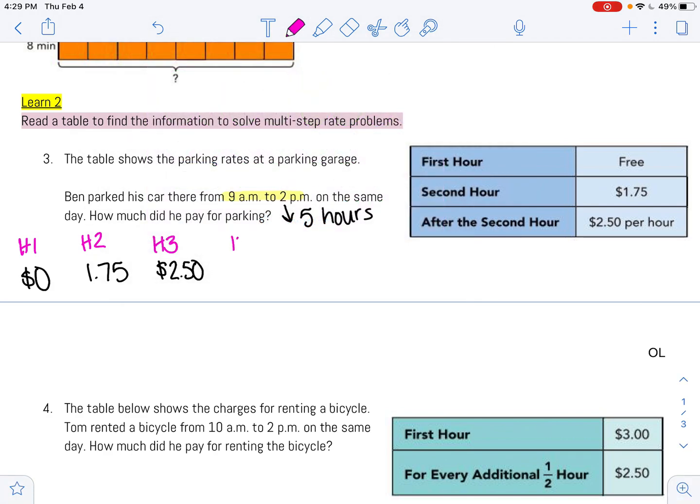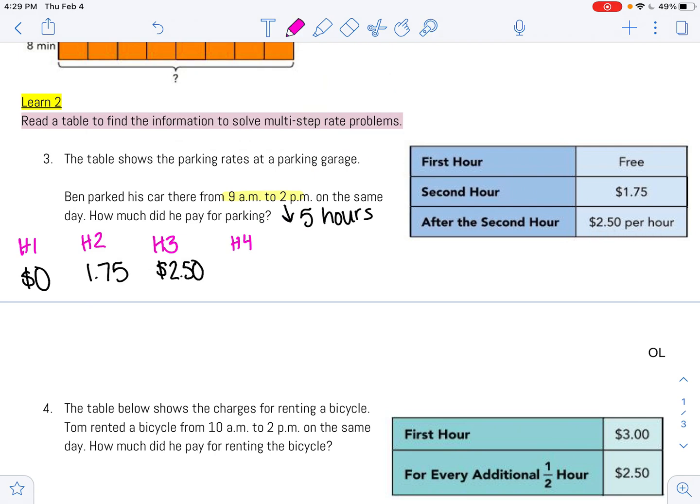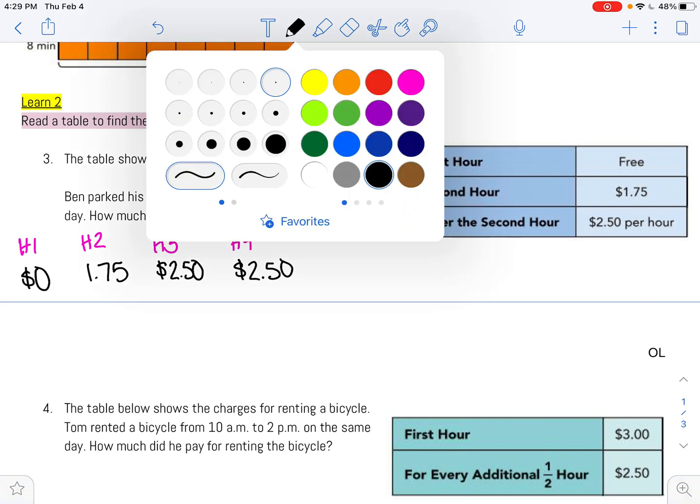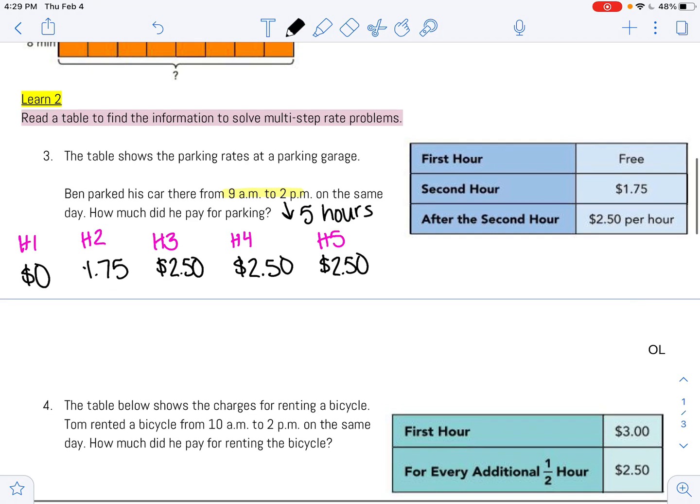Hour 4 was the same, $2.50. And hour 5 was also $2.50. So what we've done here is we've identified what amount was paid for each hour. Hour 1 was 0, hour 2 was $1.75, hour 3 was $2.50, $2.50, and $2.50.